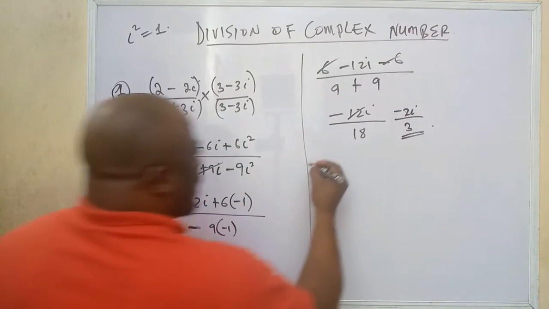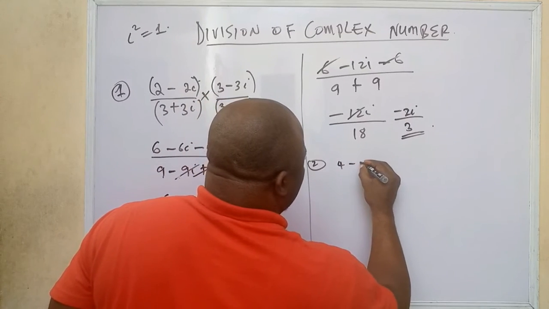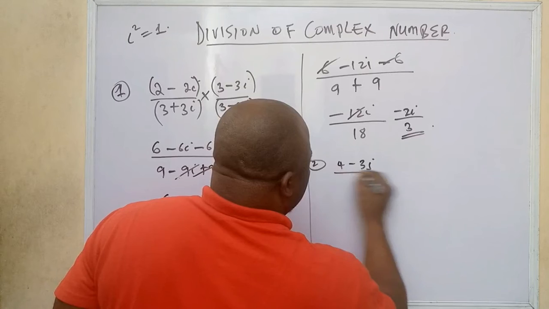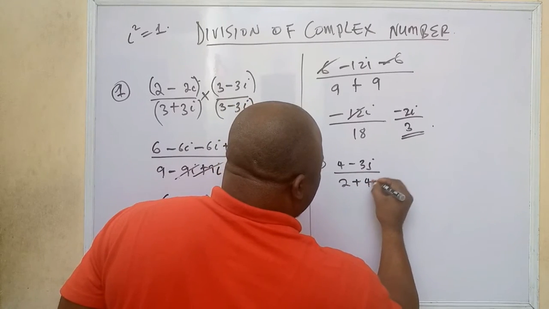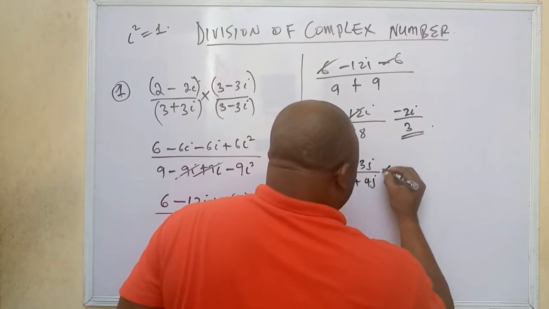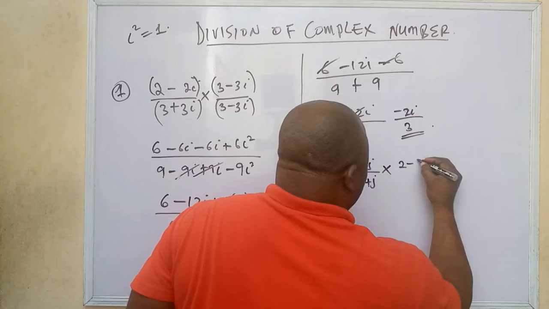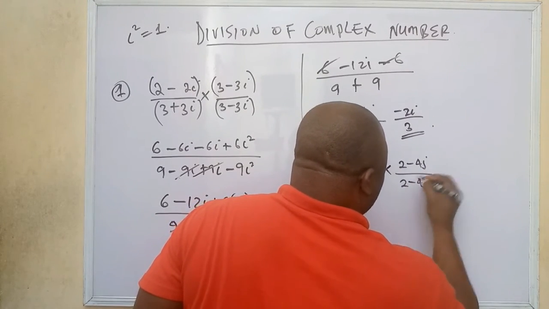Now let's look at that one again. If you have 4 minus 3j divided by 2 plus 4j, like what I said, you're going to find the conjugate of this. It means multiply by 2 minus 4j all over 2 minus 4j. So you multiply.